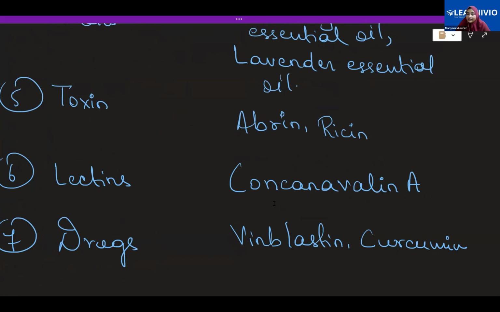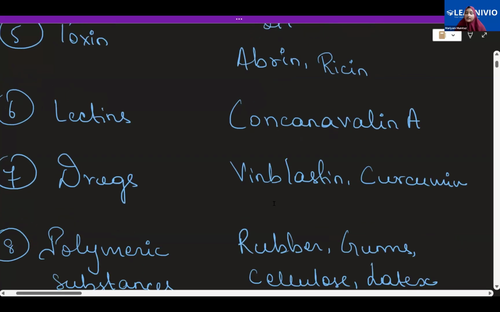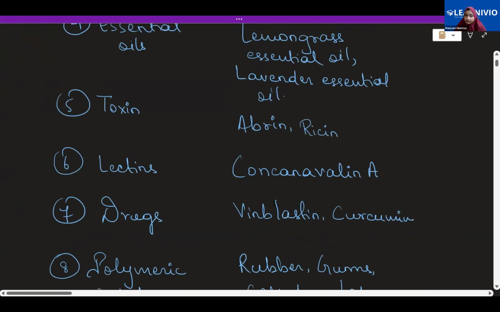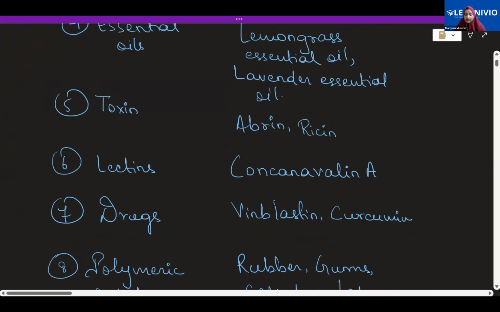After that, we have the lectins, an example of which is concanavalin A, and drugs such as vinblastine, curcumin, like how different types of turmeric, it has anti-cancerous property in it, right? Same way, different things have different properties in them. So that is because of the secondary metabolite.